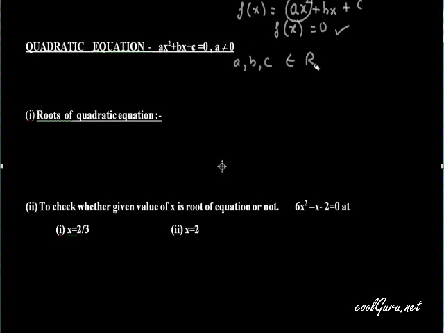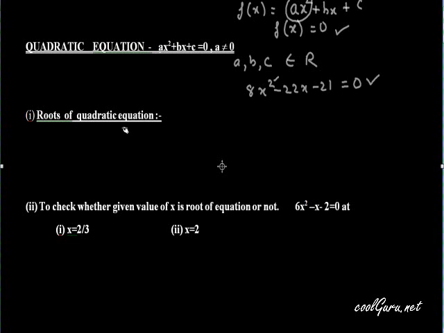are real numbers. We can take any example of quadratic equation, say 8x² − 22x − 21. This is a quadratic polynomial, and when it is equated to 0, it becomes a quadratic equation because the degree of the variable is 2.